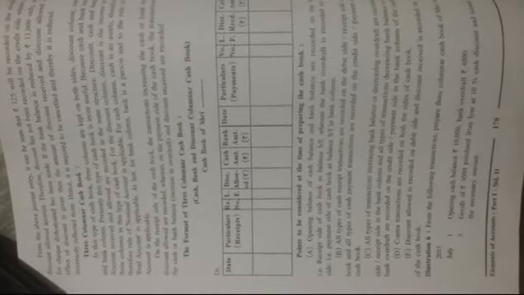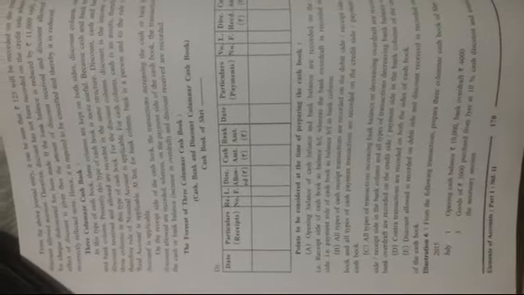So now let's start with the new topic, that is three columnar cash book. Till now we discussed the simple cash book, second was two columnar cash book, and now we are starting with the three columnar cash book. In this type of cash book, three columns are kept on both the sides: discount column, cash column, and the bank column.